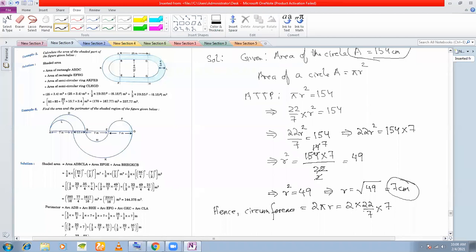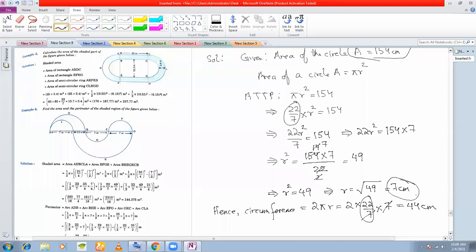Why did I take it as 22 by 7? Because I took earlier as 22 by 7 also. That is why I have taken 22 by 7 here also. Whatever value of pi you start with, you take that value throughout. So this cancels, and you get 22 into 2, which is 44 centimeter. So the circumference of this circle is 44 centimeter.